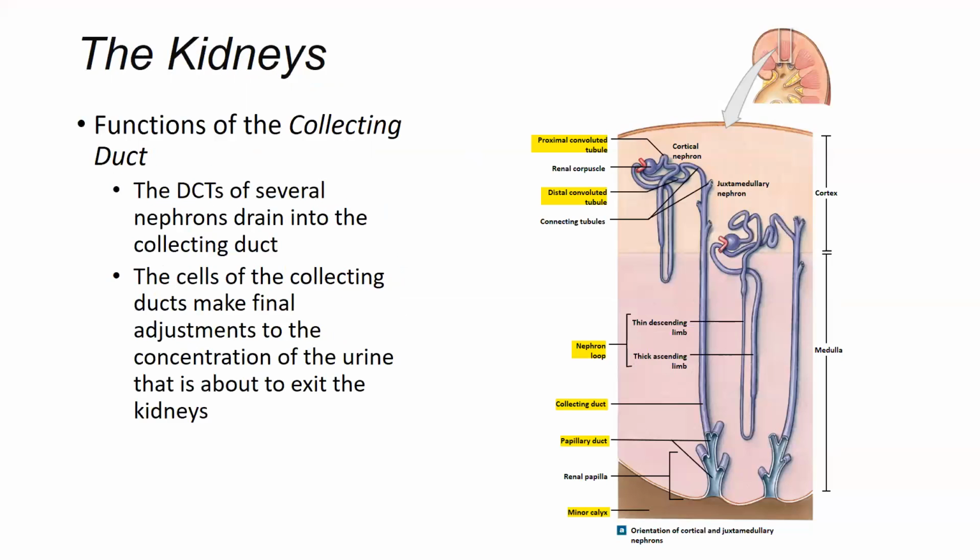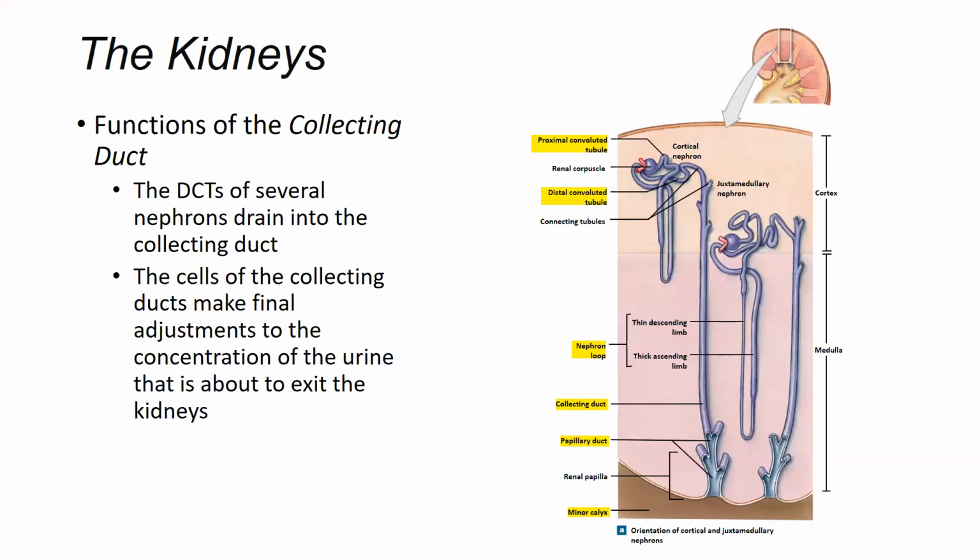And finally, the collecting duct. This is the final part of the tubular structure. After this, we basically have urine, and that's going to be expelled to the renal pelvis. So in the collecting duct, we're draining the fluid from the distal convoluted tubules. And at this point, we're really making any last-minute adjustments.